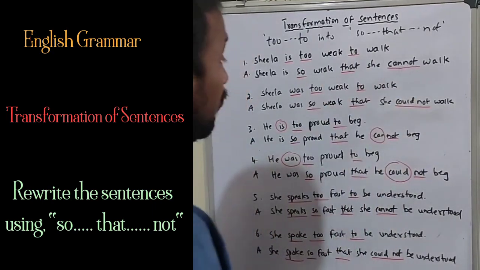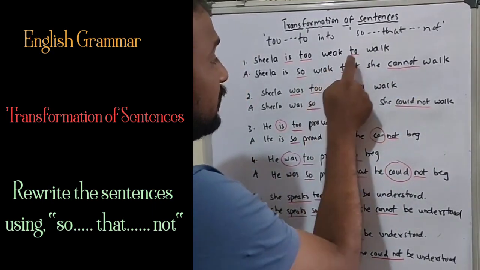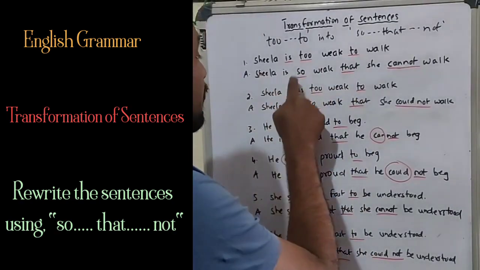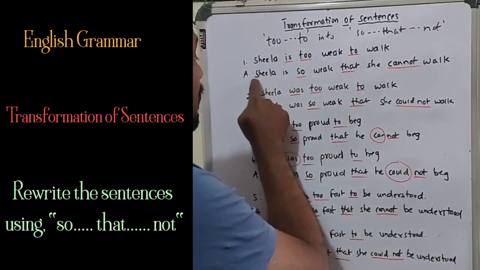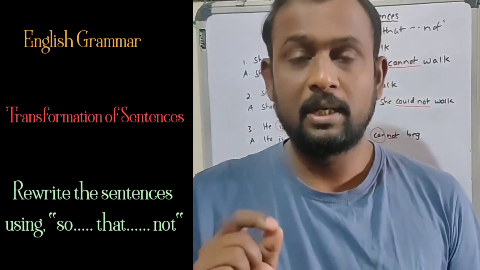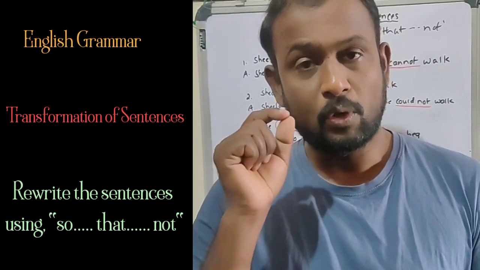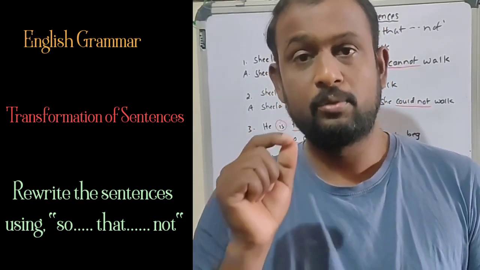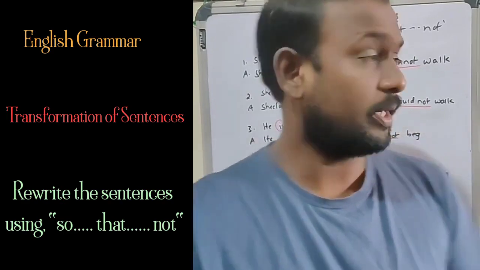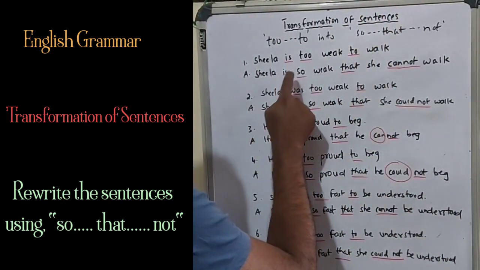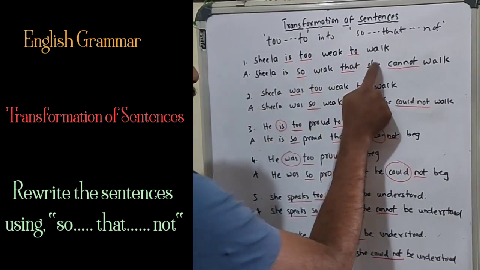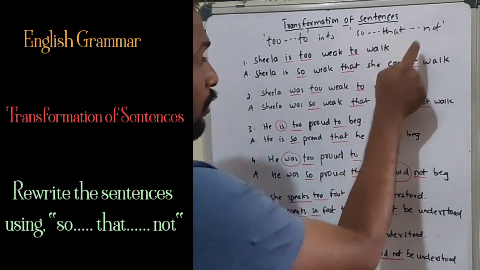How to use "that" and "not"? First write "weak" as it is. After writing "weak", you write "that". "Sheila is so weak that". Sheila is a lady, so use "she". If you are talking about a lady, use "she"; if you are talking about a man or a boy, use "he"; and if you are talking about things and animals, use "it". "Sheila is so weak that she". And before writing "not", you add "can".